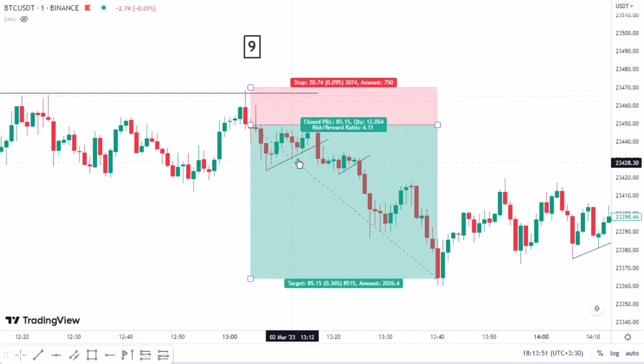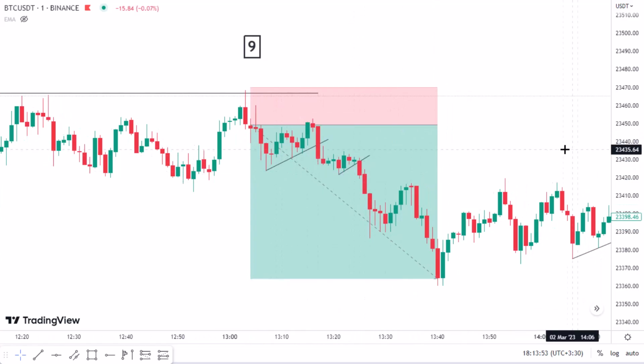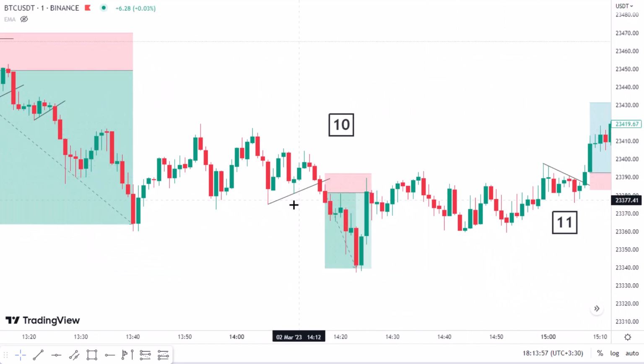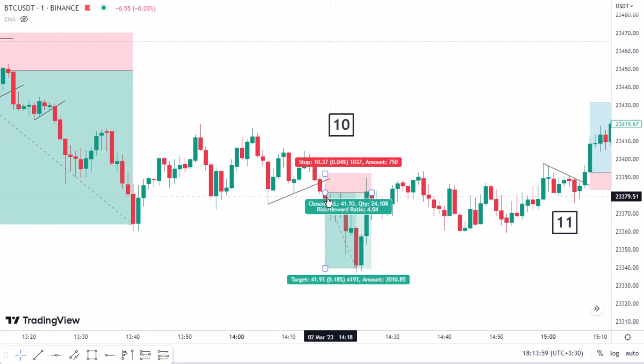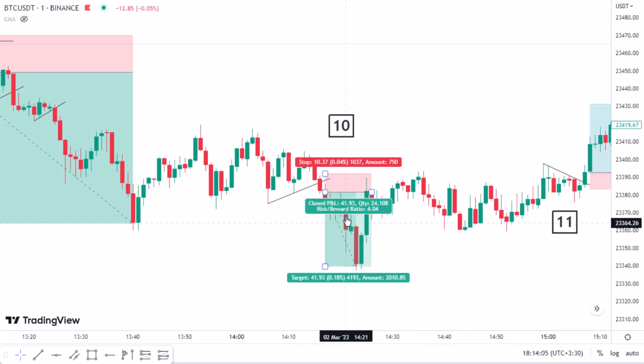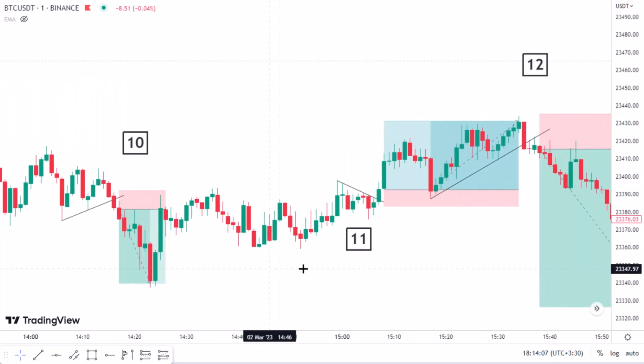You could also enter sell position on these trend lines too. On the next position we have a trend line here with 2 touches. On the third time it breaks it with this red candle, we enter the sell position, put our stop loss above the candle, and it gives us a reward of 4.